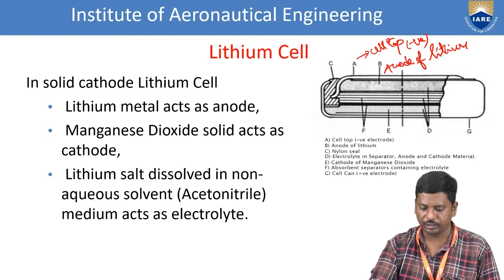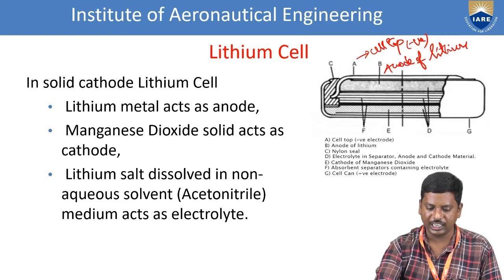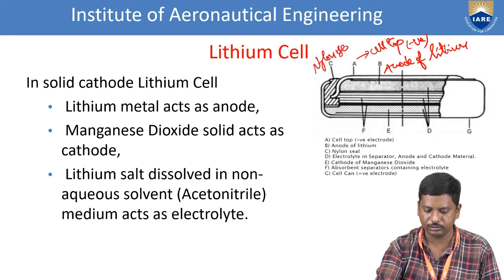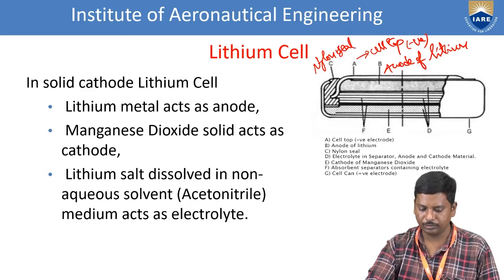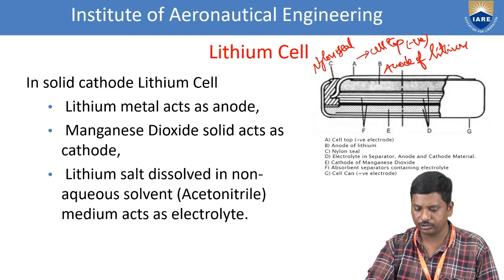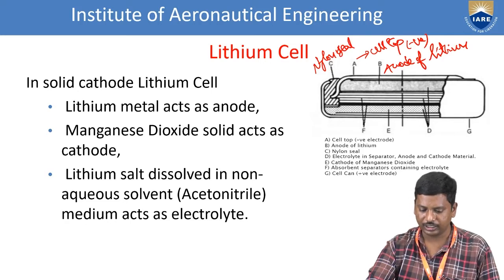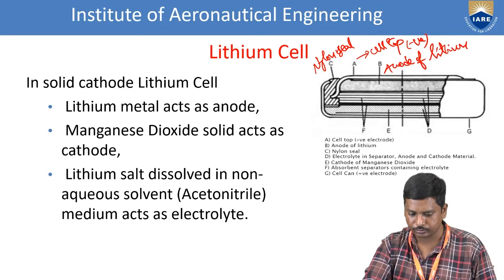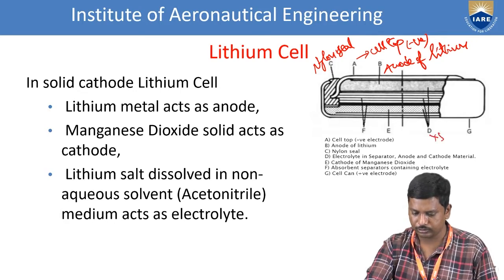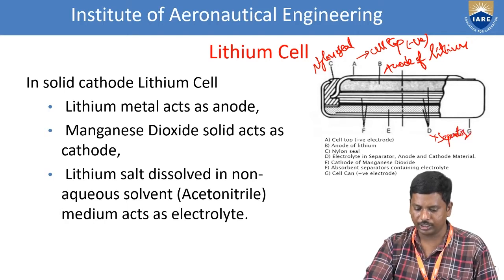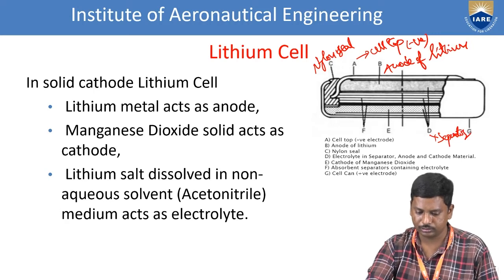Part B is the anode of lithium, and part C can be considered as a nylon seal. Part D can be considered as an electrolyte separator between the anode and cathodic material. Part E is the cathode of manganese dioxide, and part F is the absorbent separators containing the electrolyte.